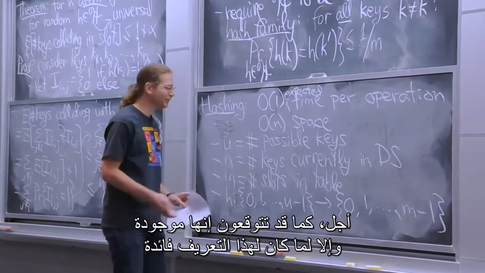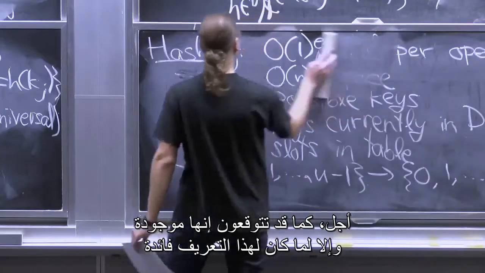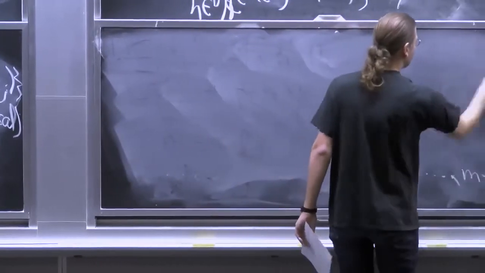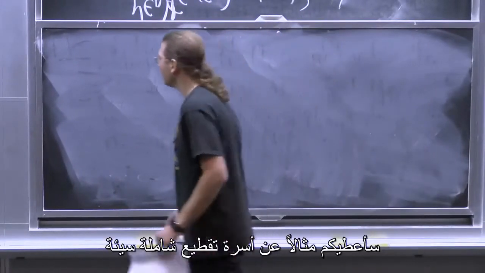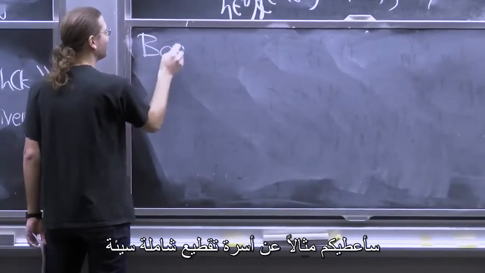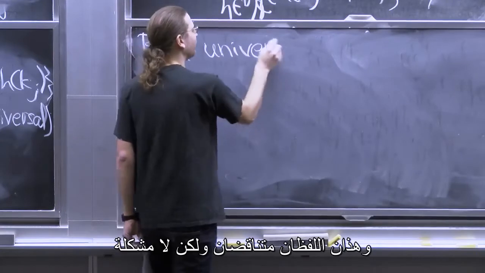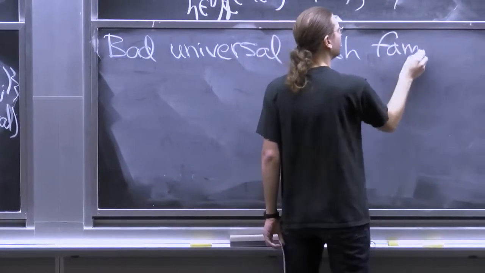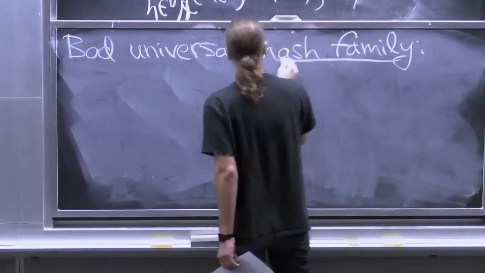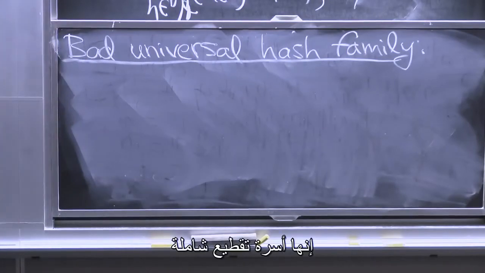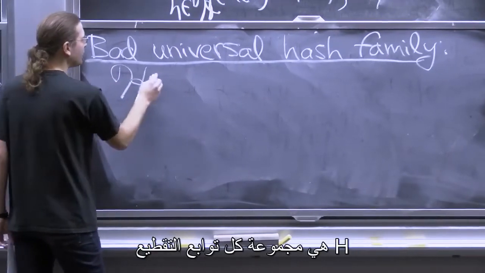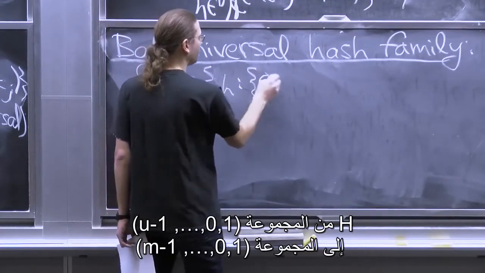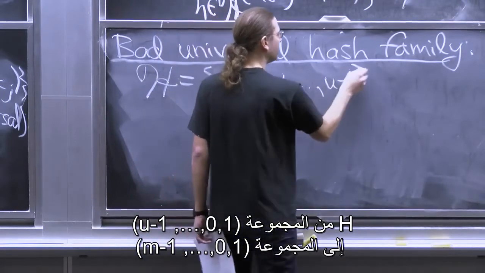Yes, as you might expect, there are. Otherwise, this wouldn't be very interesting. Okay, let me give you an example of a bad universal hash family. Sort of an oxymoron, but it's possible. Here's a hash family that's universal. H is the set of all hash functions from 0, 1, to u minus 1.